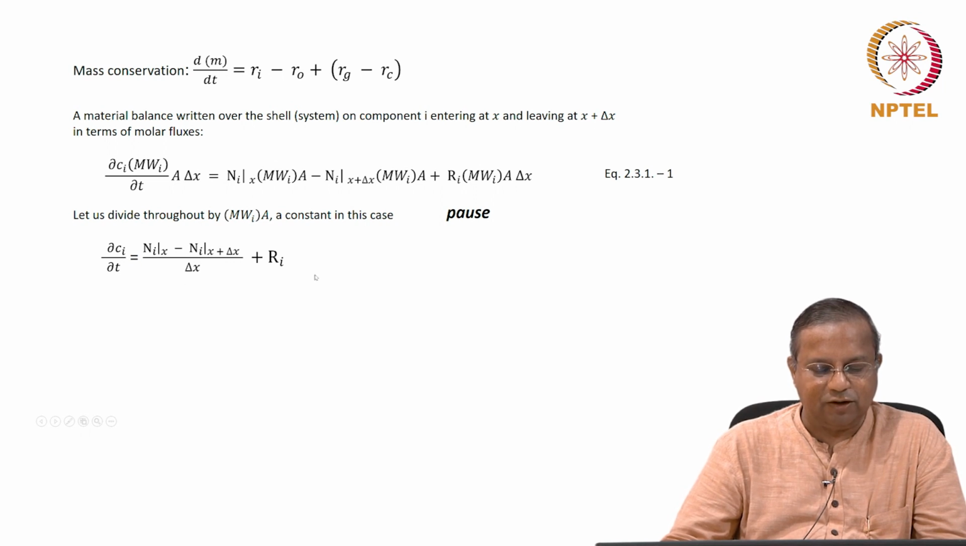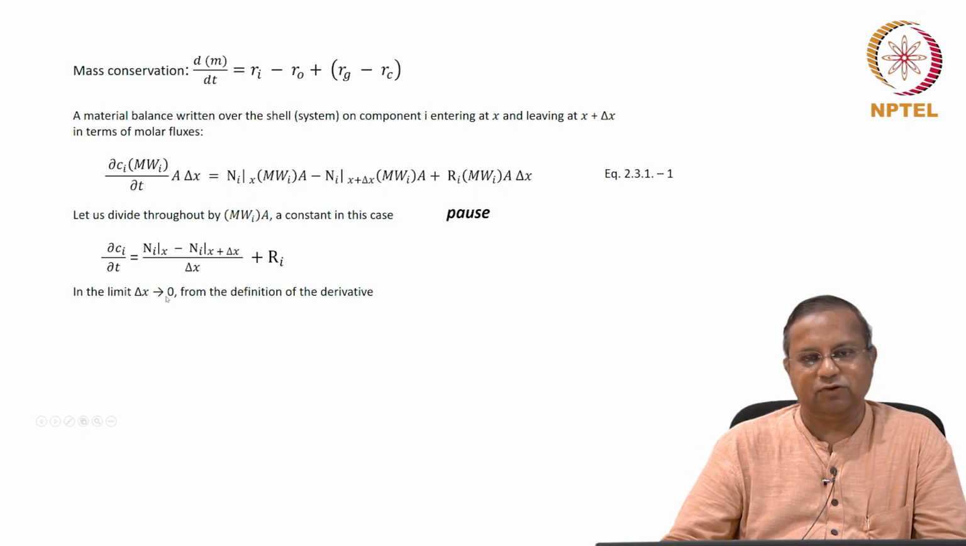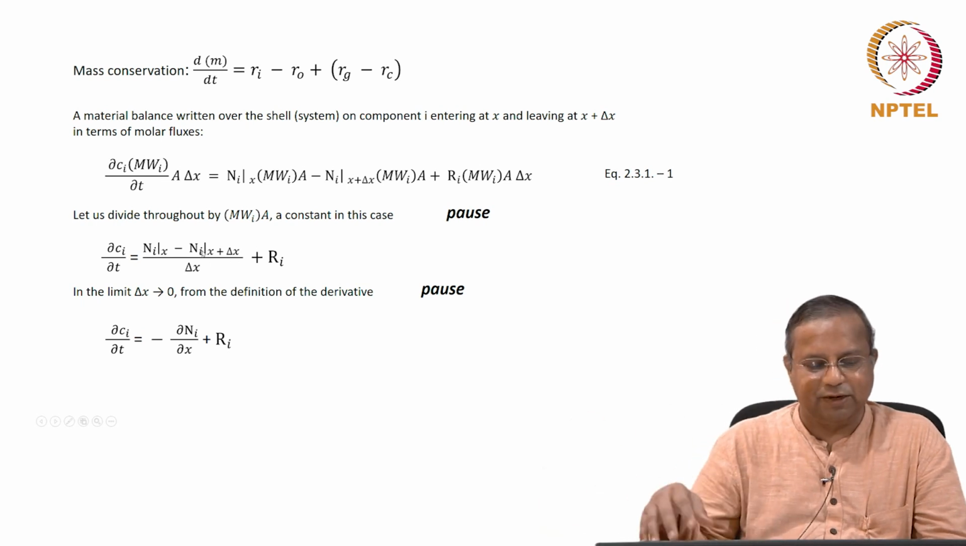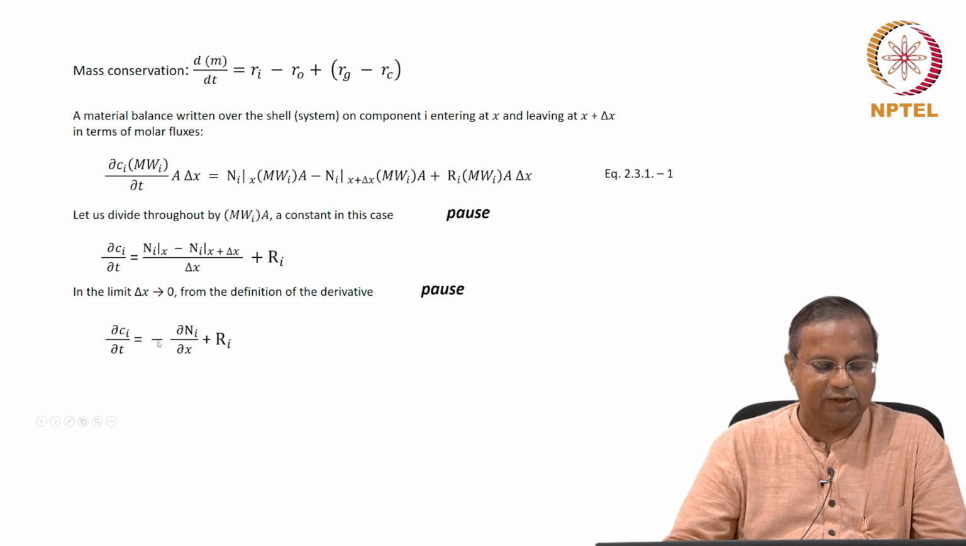This, if you recall, is nothing but the definition of a derivative when the limit of delta x tending to 0 is taken. If you do that, we get, go ahead please, pause, do that and get back. If you do that, you get ∂Ci/∂t equals minus, because the definition of the derivative is (x plus delta x minus x) divided by delta x. Here you have just the negative of that, therefore minus ∂/∂x of (Ni plus Ri). Okay. We will call this equation 2.3.1-2.